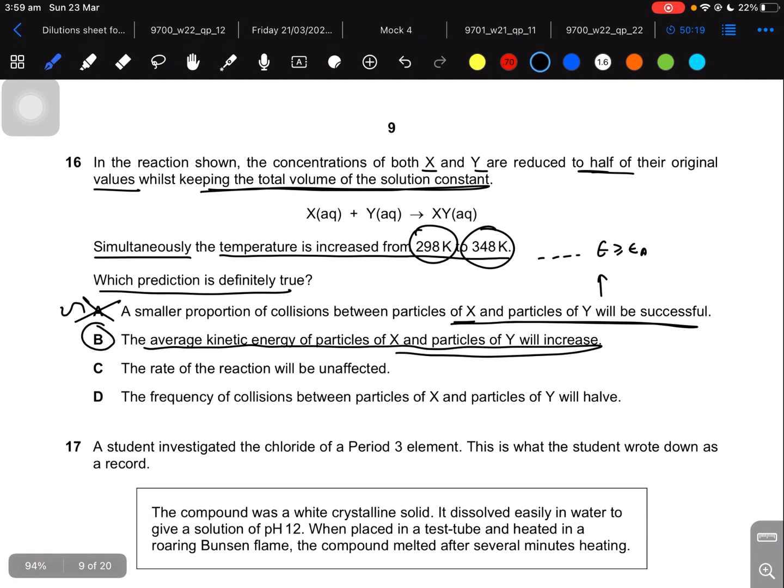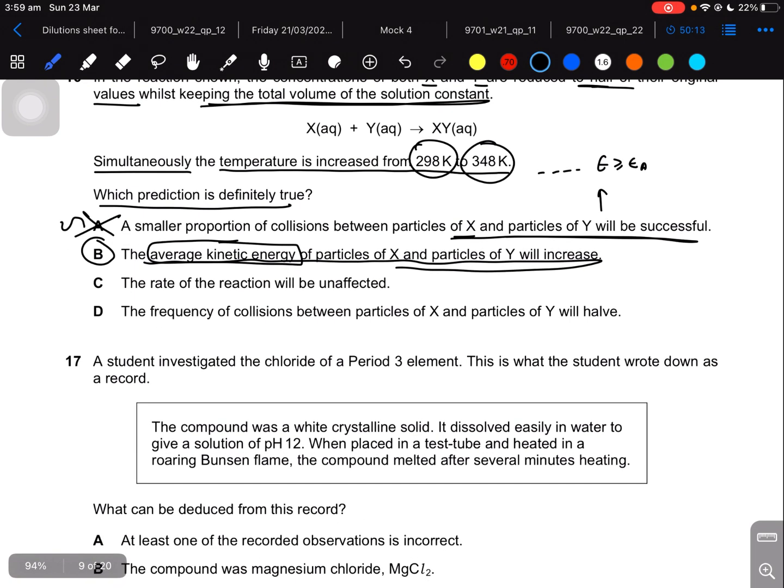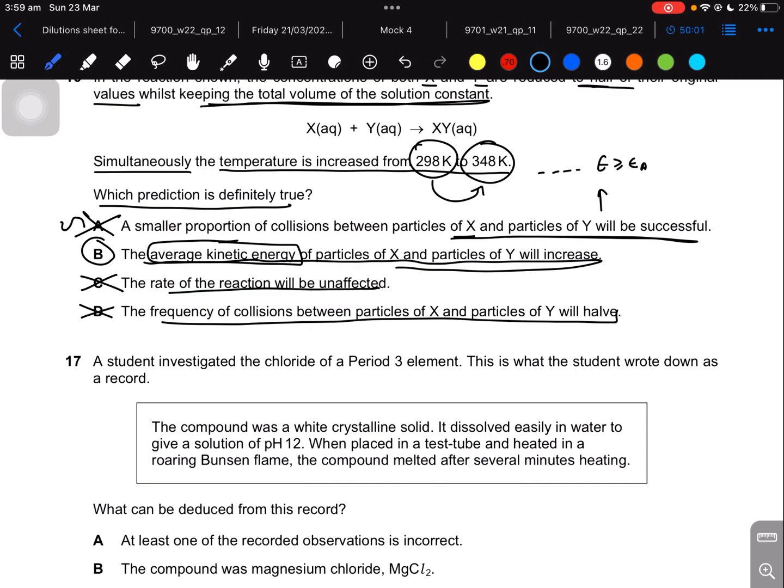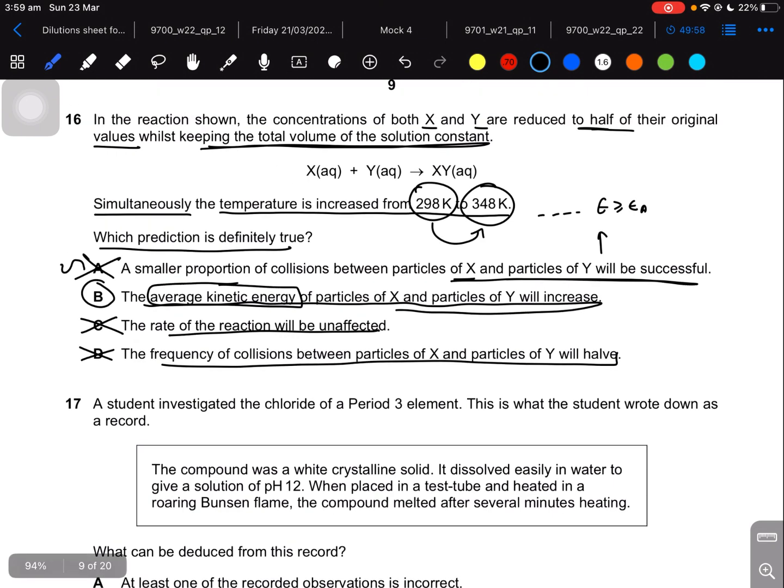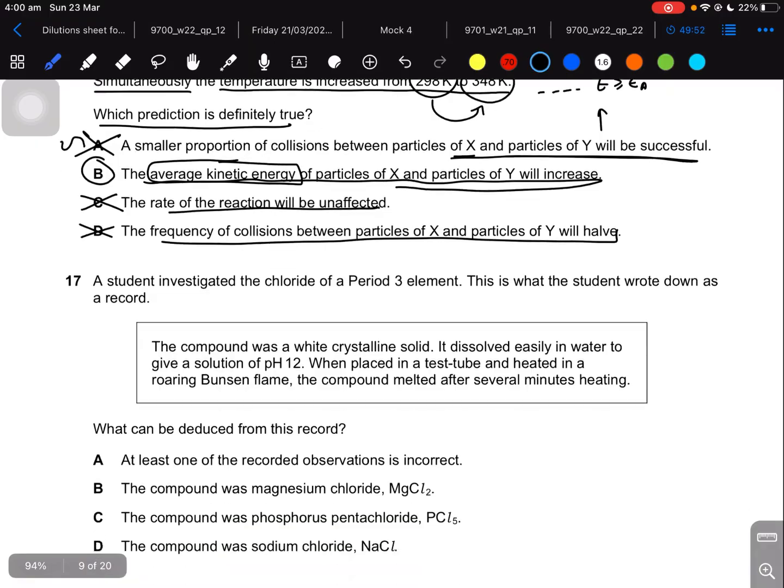B, I mean, is definitely correct because average kinetic energy is the temperature. Rate of reaction will be unaffected. No, it will be affected because of the temperature. Frequency of collisions will have no, because the temperature increase has a greater effect than decreasing the concentrations. So it's gonna be B. 17.